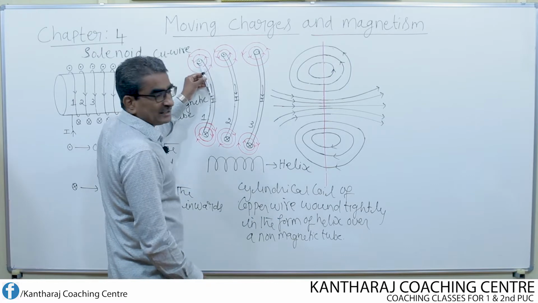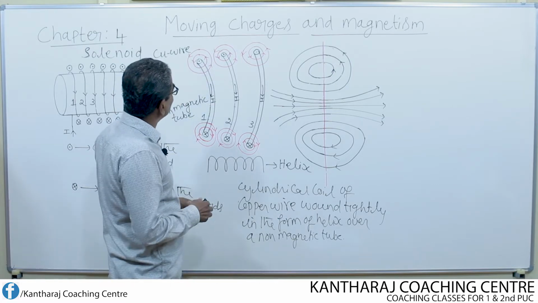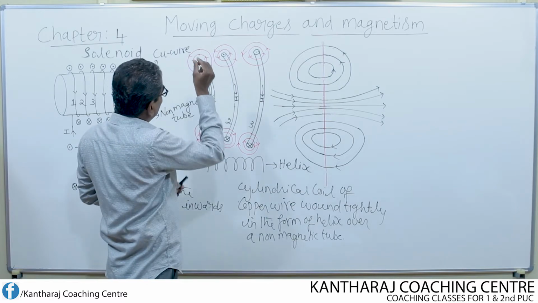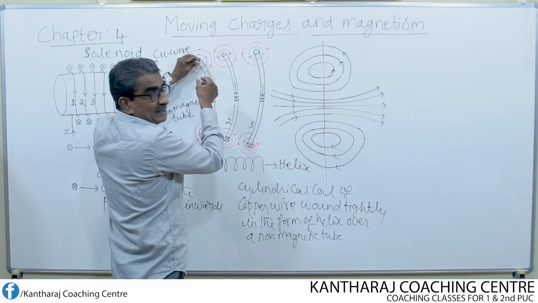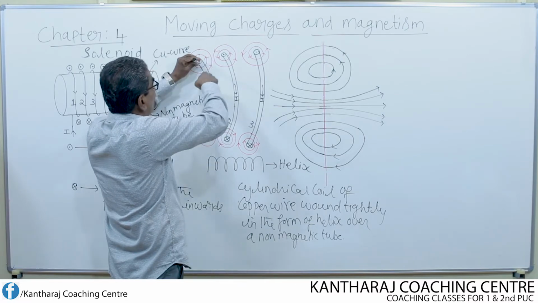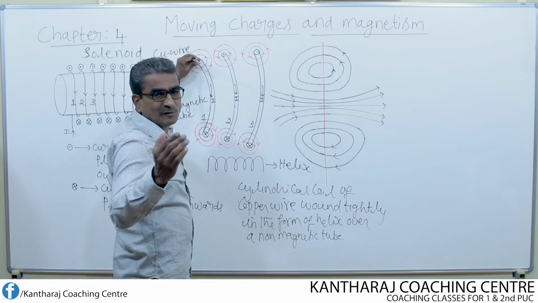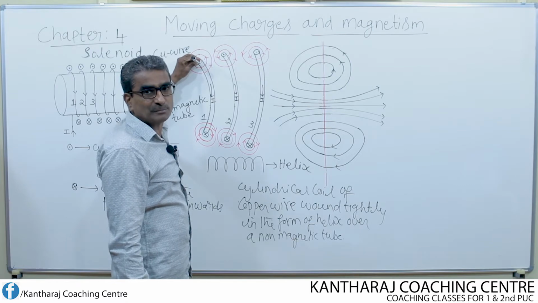Suppose I imagine this as one turn. Look here, at the top the current is coming out. So how will the magnetic field lines be? The magnetic field lines all around this should be in the form of concentric circles, and the direction of magnetic field can be determined by making use of the right hand clasp rule.